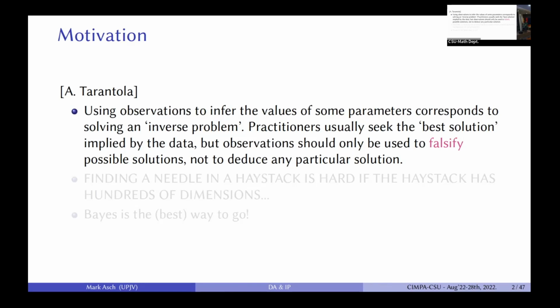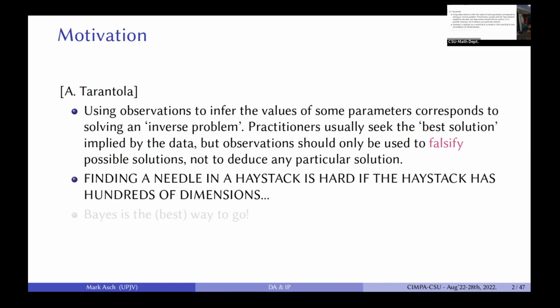I'll explain to you what an inverse problem is. We have to seek in some way the best solution, implied by the data. And then in fact, this has to do with the philosophy of science. We should use them just to falsify. Anyway, I'll speak about falsification, which is something else. But you know the famous saying, you find a needle in a haystack. Solving inverse problems, it's like looking for a needle in a haystack. And it's very hard, especially when the haystack has hundreds of dimensions.